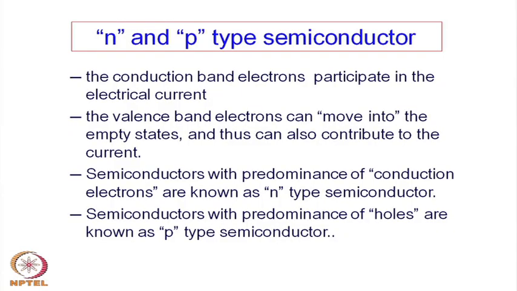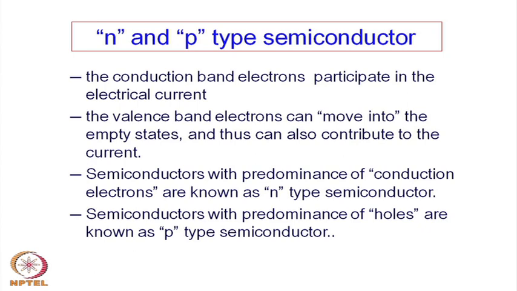So, that is why one is called the n type, where the electron concentration is much larger than the hole concentration, whereas in p type semiconductors, the hole concentration is much larger than that of electrons. So, most of the current is carried by the holes rather than electrons, so far as the p type conductor is concerned, whereas in the n type conductor we have dominance of negatively charged electrons.